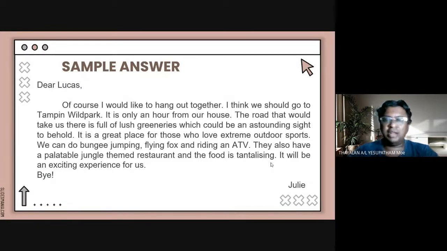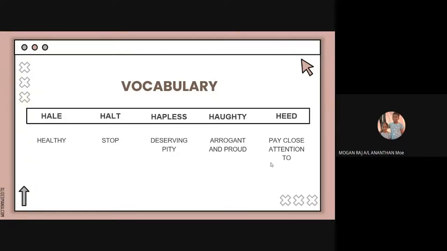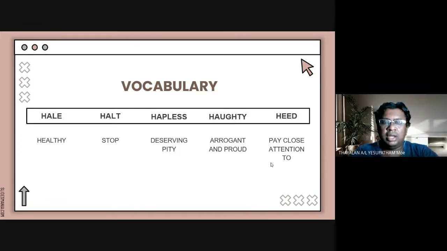All right. Now, vocabulary. We have hale, which is healthy. Second one is halt, that is, stop. You can screenshot it. Hapless, deserving pity. Haughty, arrogant and proud. Heed, pay close attention to.